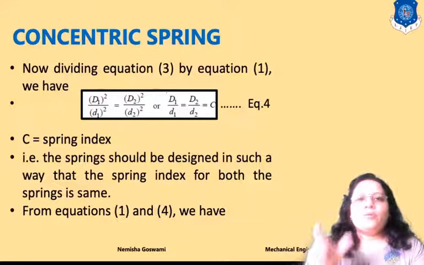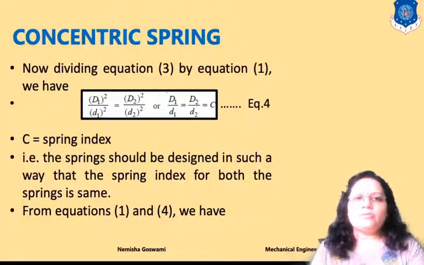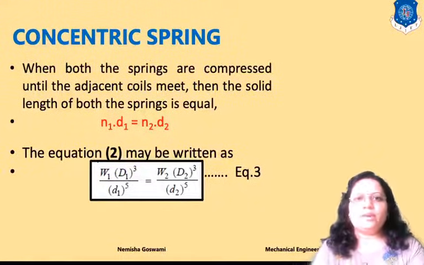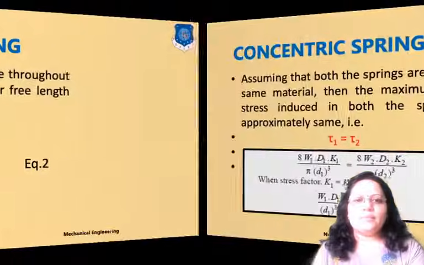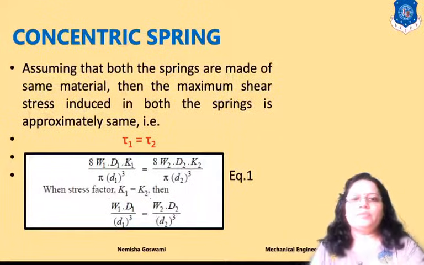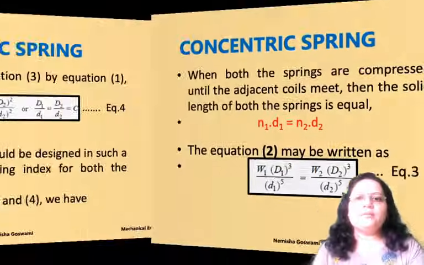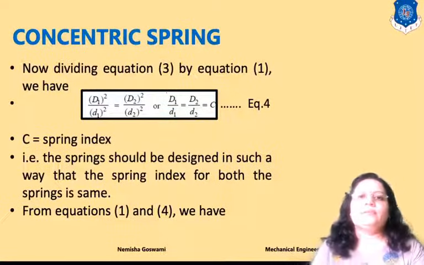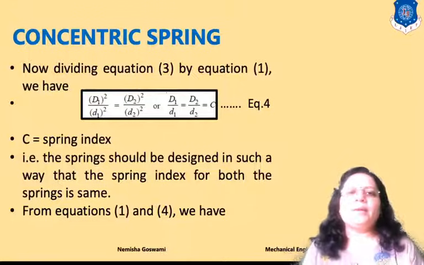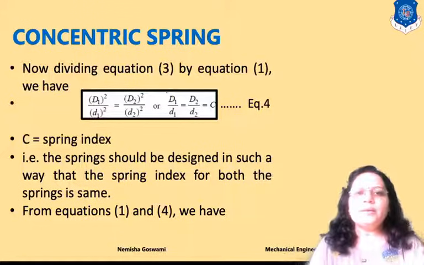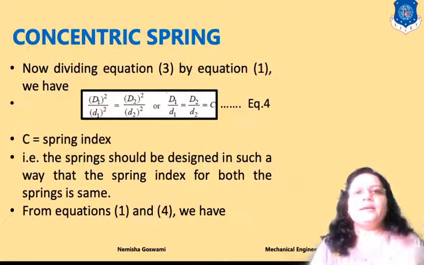Now we will divide equation number 3 by equation number 1. This is your equation number 3 in front of your screen, and here you can see equation number 1. So what is the basic fundamental to find when dividing the equations? We have to find out the spring index, and spring index is the ratio of the mean coil diameter of the spring divided by the wire diameter of the spring.